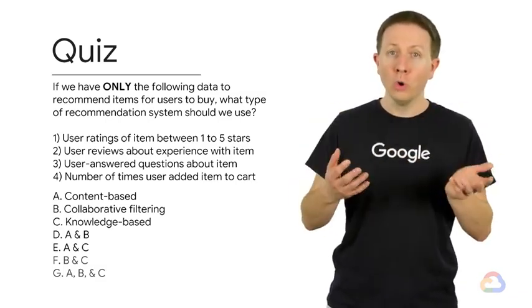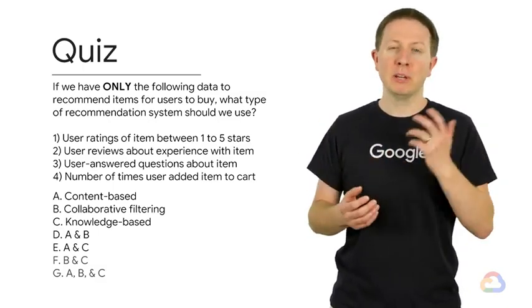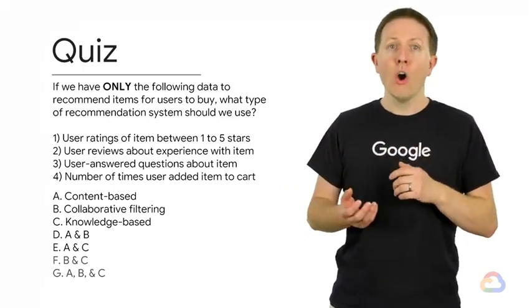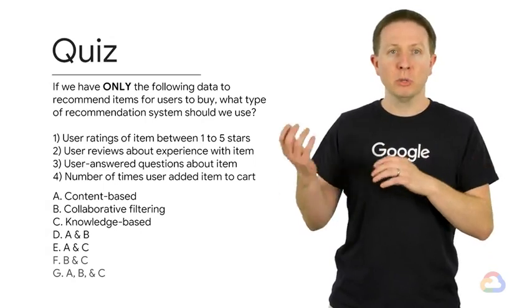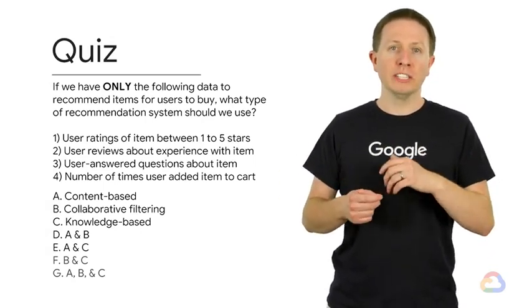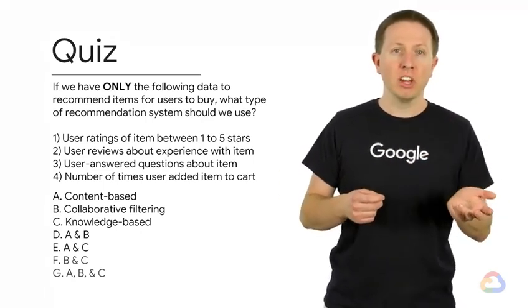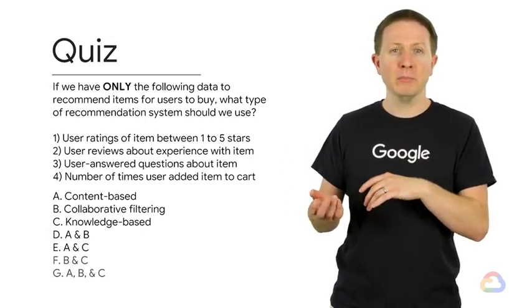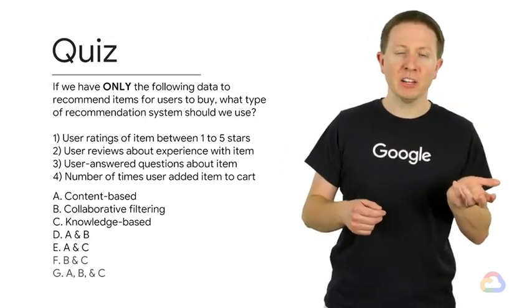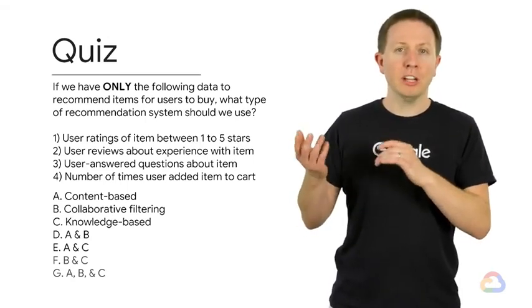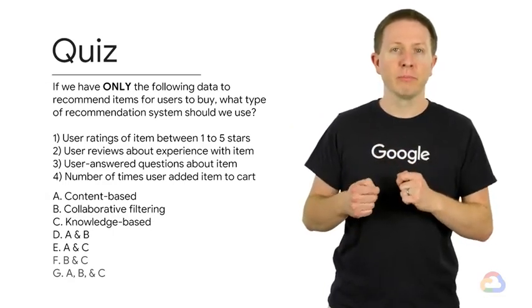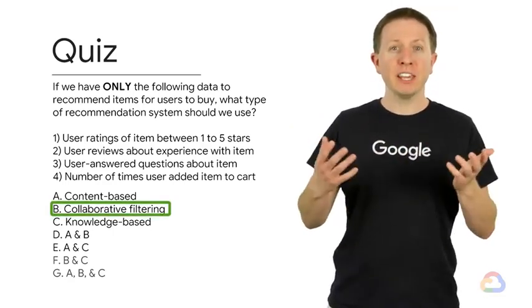If we have only the following data to recommend items for users to buy, what type of recommendation system should we use? User ratings of item between 1 to 5 stars, user comments about experience with item, user answered questions about item, and the number of times user added item to cart. The correct answer is B.